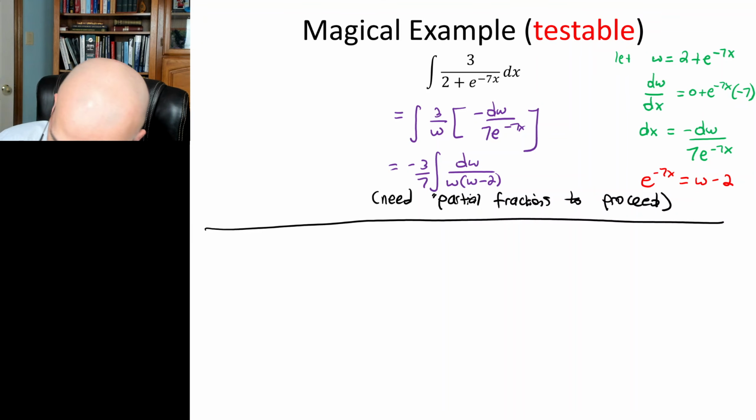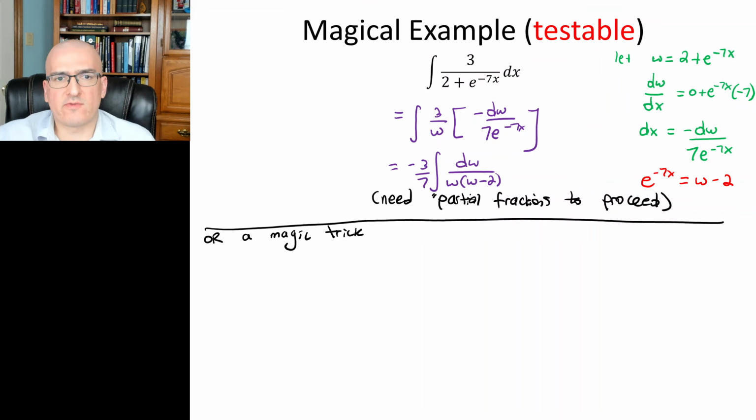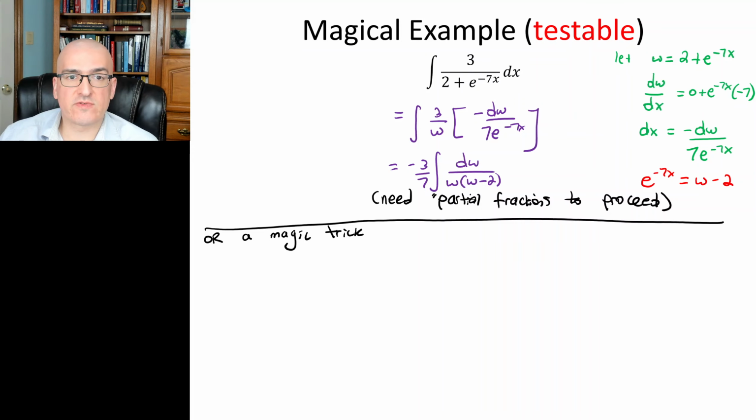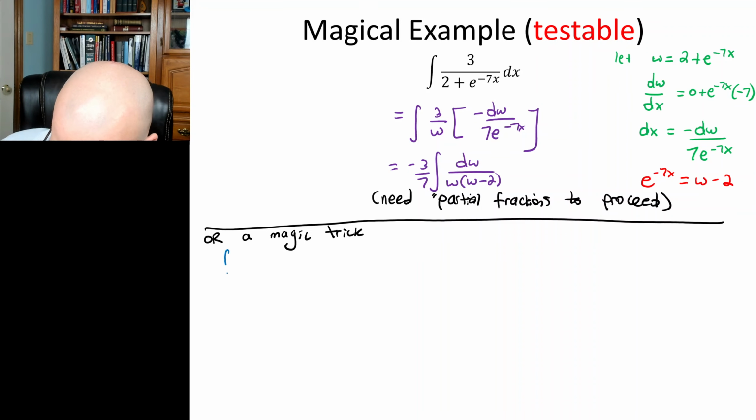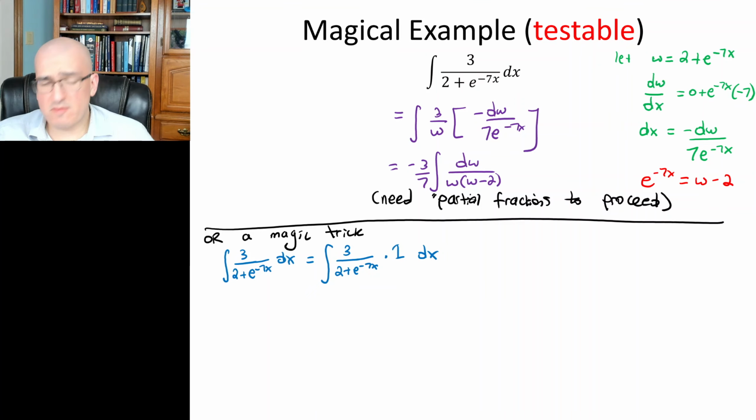Instead of doing that, we'll use a magic trick. We're going to use the most powerful, or second most powerful, strategy in mathematics for solving problems. We're going to multiply our problem by 1. So the antiderivative of 3 over 2 plus e to the negative 7x dx is equal to the antiderivative of 3 over 2 plus e to the negative 7x times 1 dx.